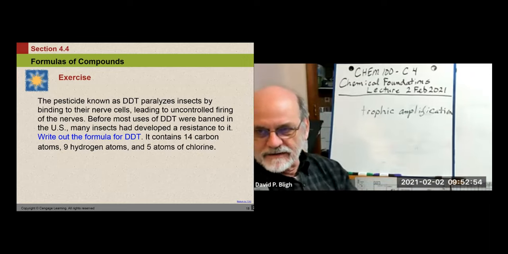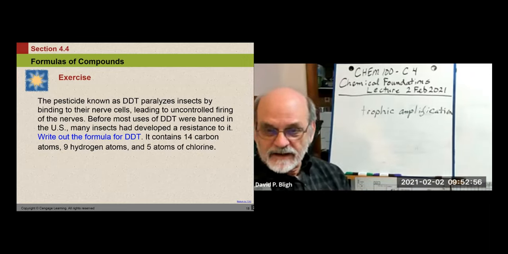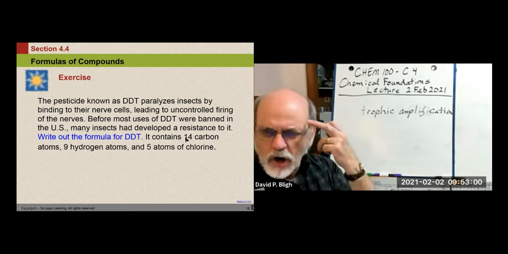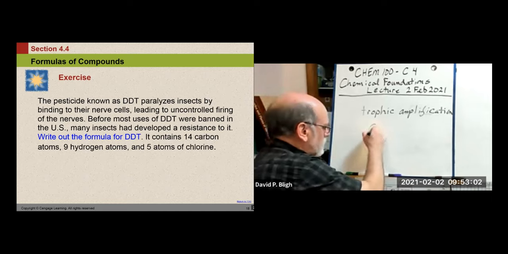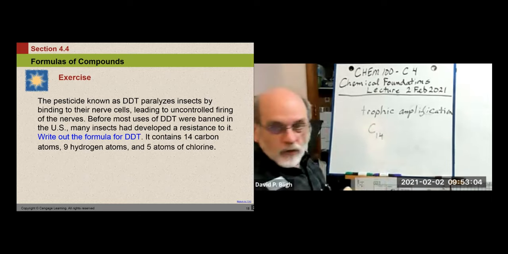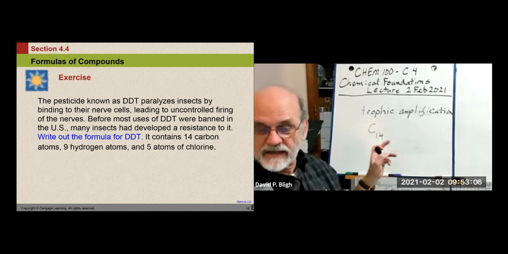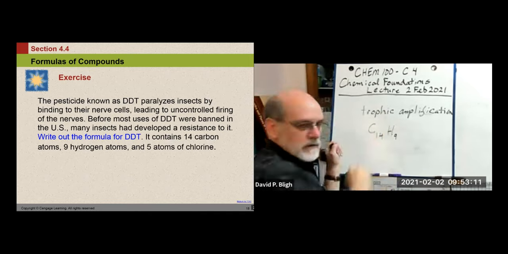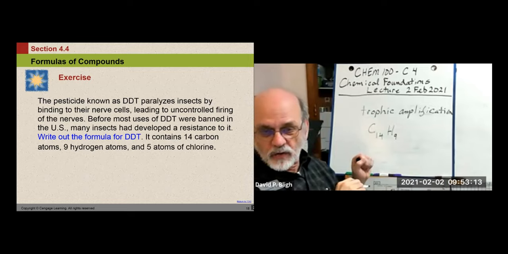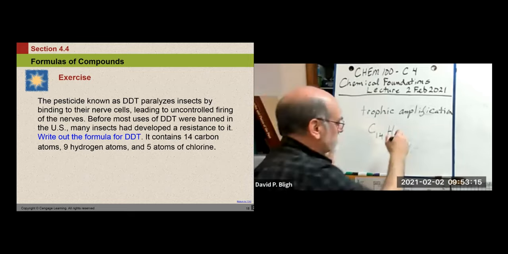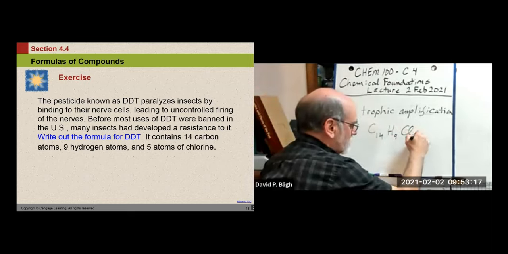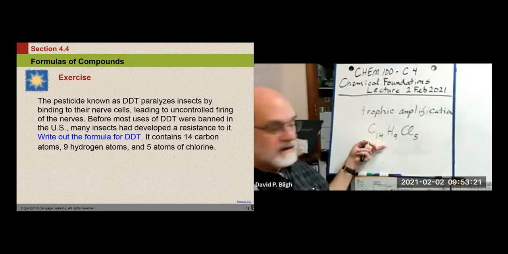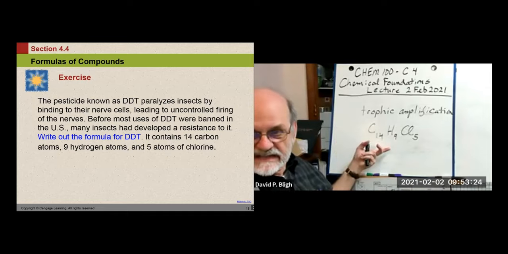If we were to write the formula for DDT, and we know here that there are 14 carbons, so you need to know what carbon is, and then you say there are 14 of them, and then you need hydrogen, and you need 9 of those, and then chlorine, and you need 5 of those. So now, that is the formula for DDT.